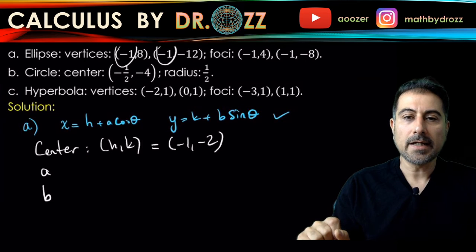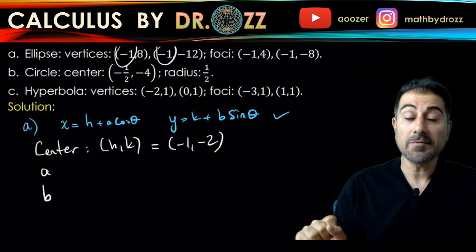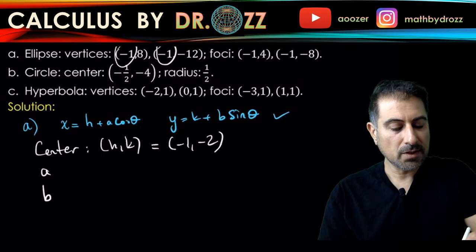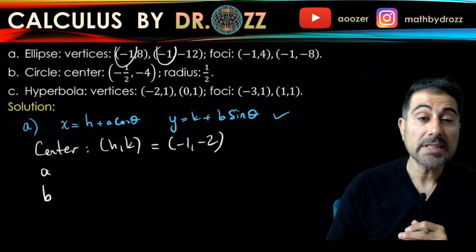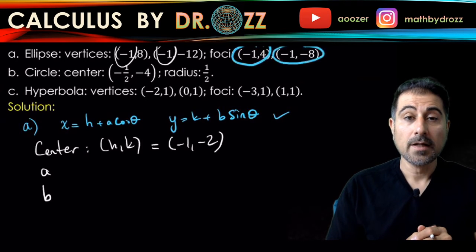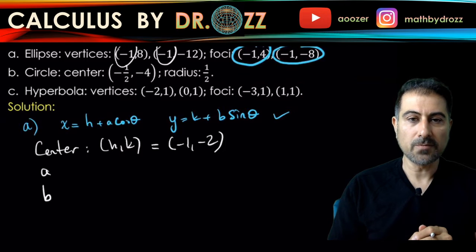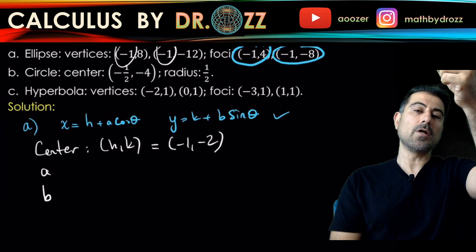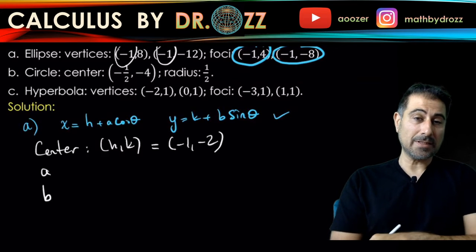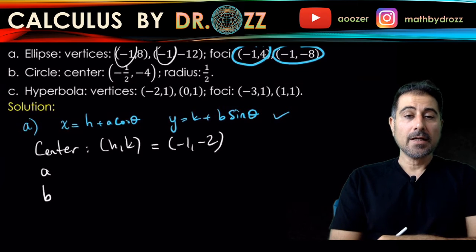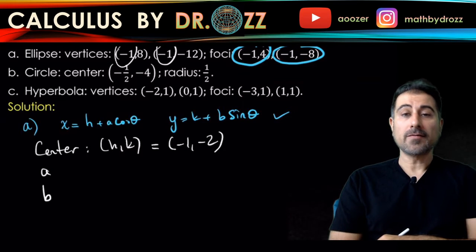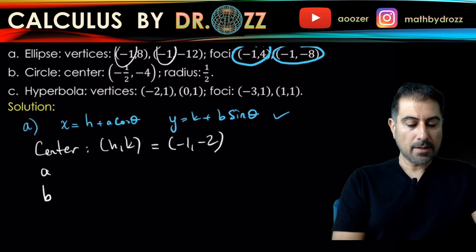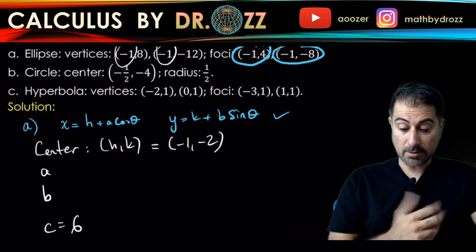How do we find c out of the foci? Well, the same idea. The distance between two foci is 2c. So what is the distance from (-1, 4) to (-1, -8)? You're going down from 4 to -8, so the distance is 12 units. That's 2c. Out of this, c is supposed to be 6. And that's how you treat this.